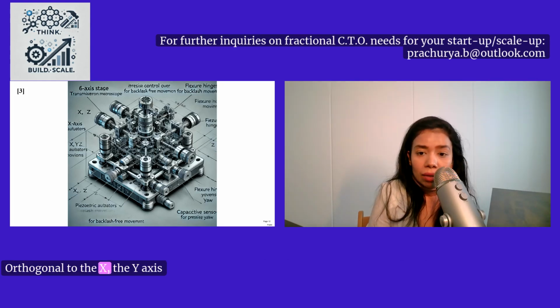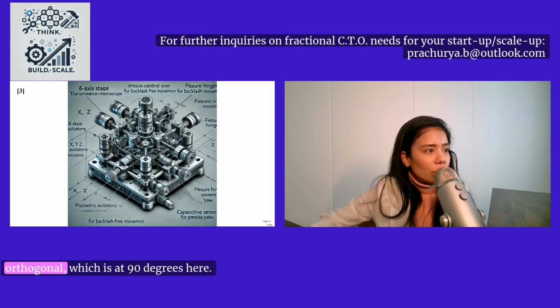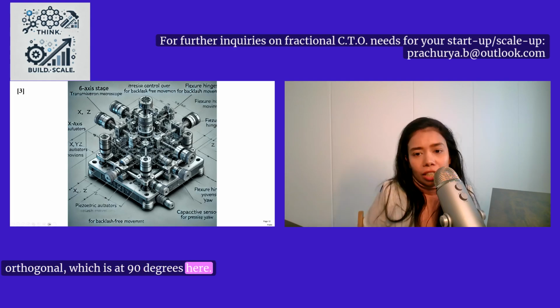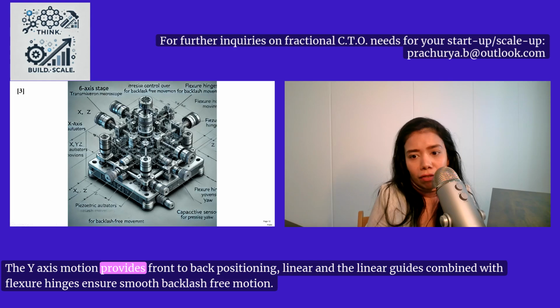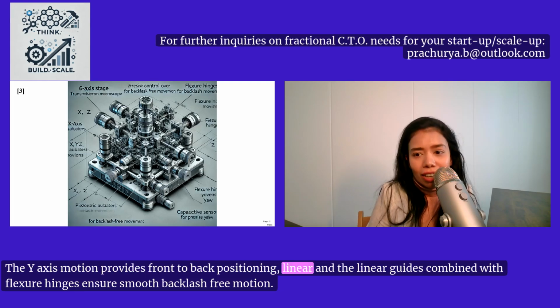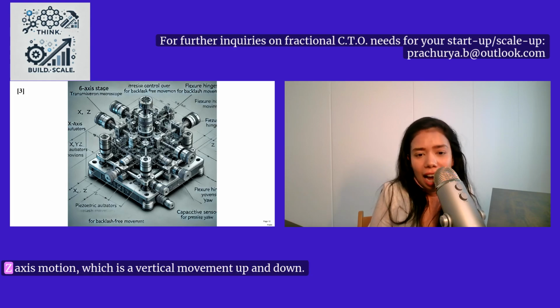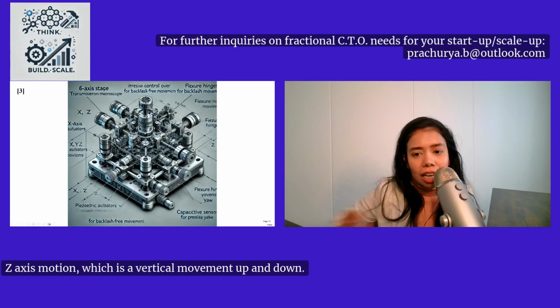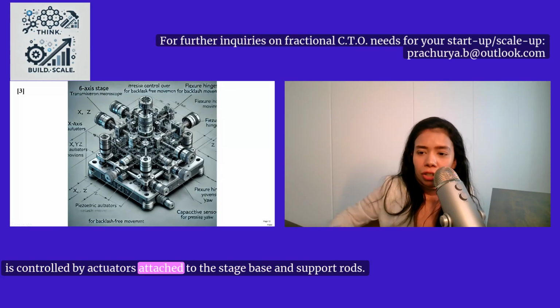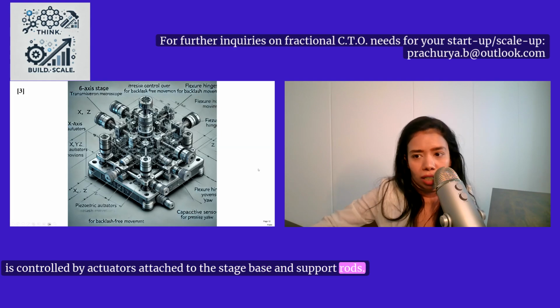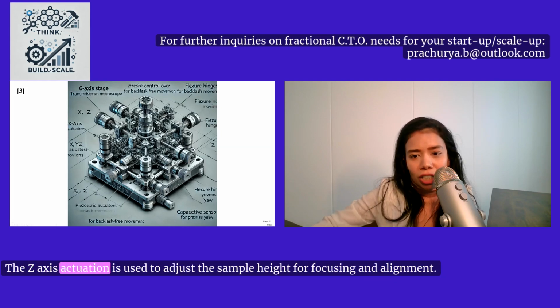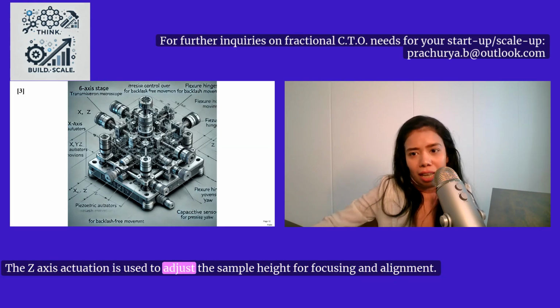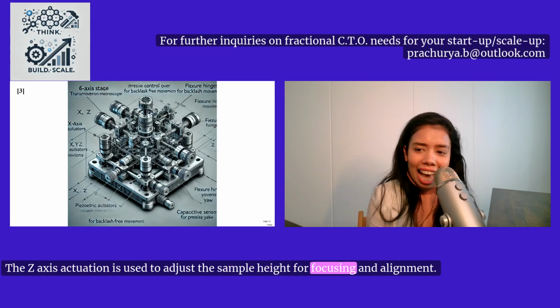Orthogonal to the X-axis is the Y-axis, at 90 degrees here. The Y-axis motion provides front to back positioning. The linear guides combined with flexure hinges ensure smooth, backlash-free motion. Z-axis motion, which is vertical movement up and down, is controlled by actuators attached to the stage base and support rods. The Z-axis actuation is used to adjust the sample height for focusing and alignment.